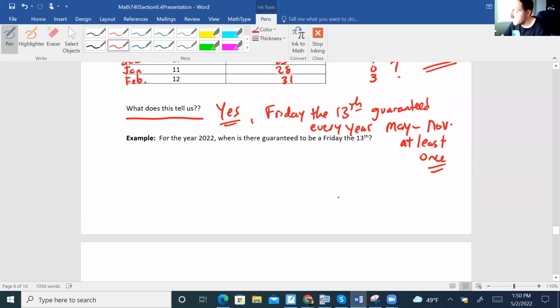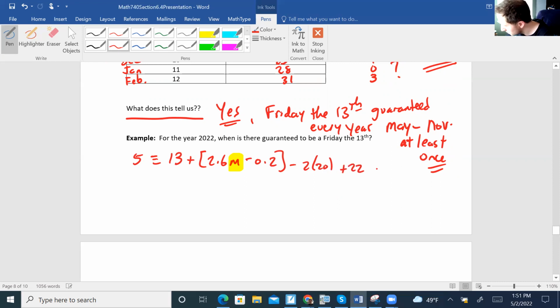So for this year, for 2022, when is there guaranteed to be a Friday the 13th? Don't take out your calendar. Let's see if we can actually figure this out. So really, we're trying to solve the congruence here. 5, that would be Friday. Day is 13 plus 2.6 m. I'm trying to solve for m. I want to know what month it is going to happen. Minus 0.2, minus 2 times 20, plus 22, plus 20.